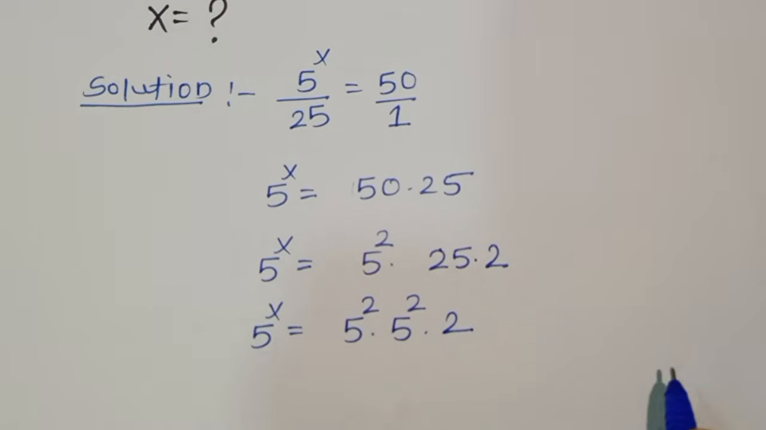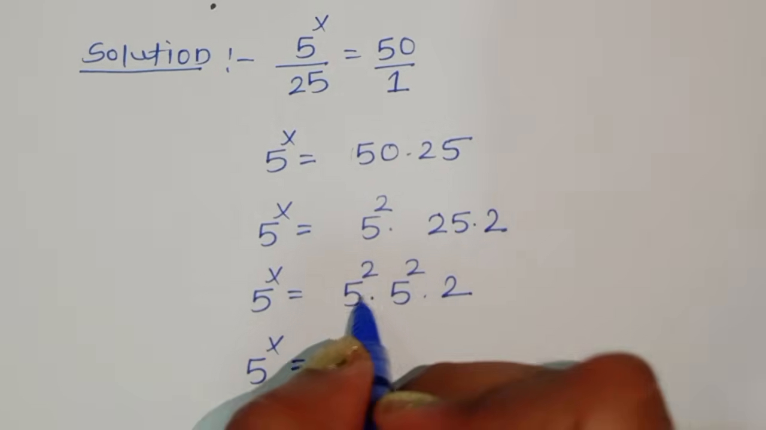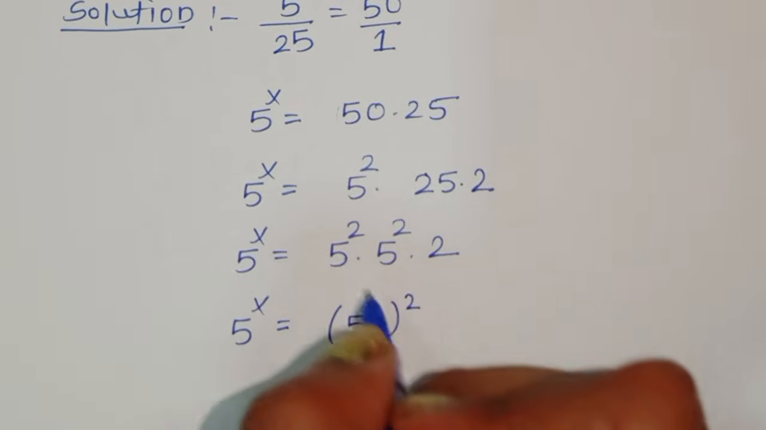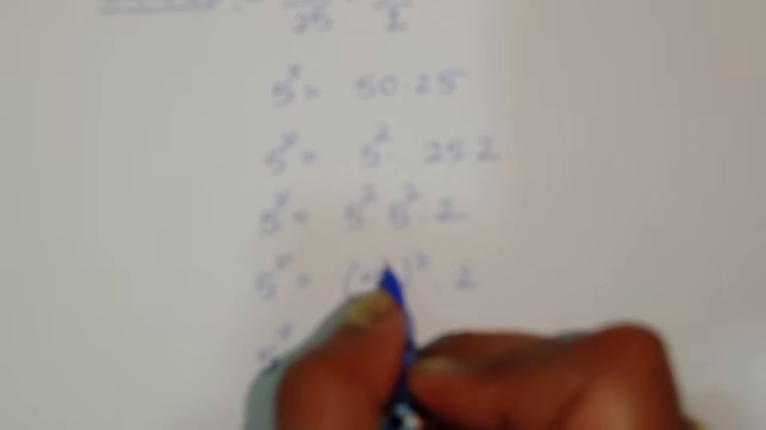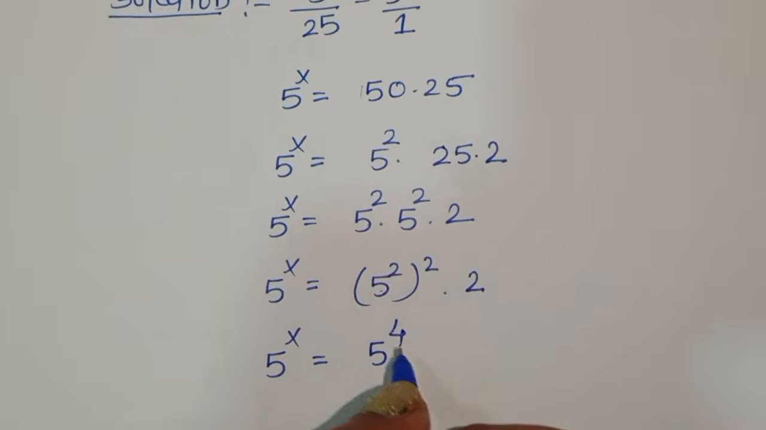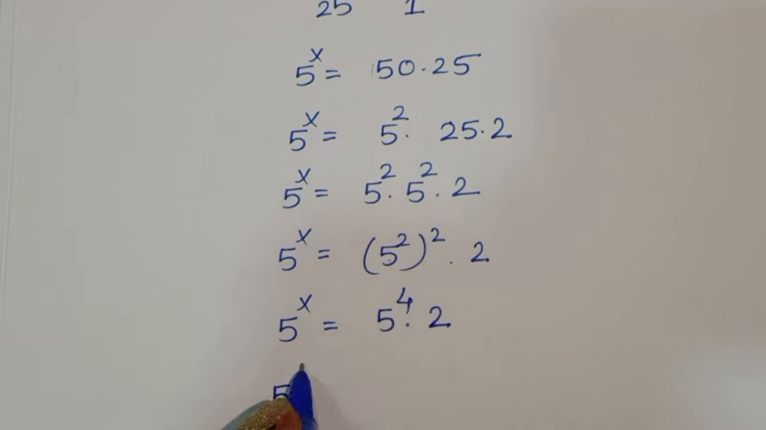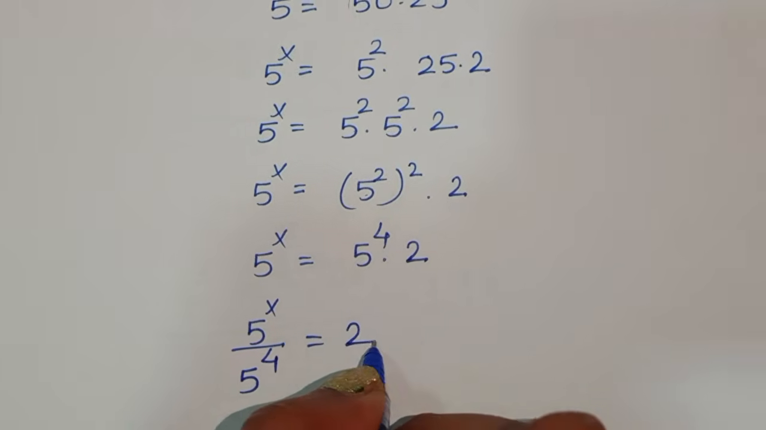Now 5 power x is equal to 5 square times 25, which is again 5 square times 2, right? So we can write 5 square and square, because this is 2 times 2. Now 5 power x is equal to 5 power 4 times 2. Now we can write 5 power x divided by 5 power 4 is equal to 2.